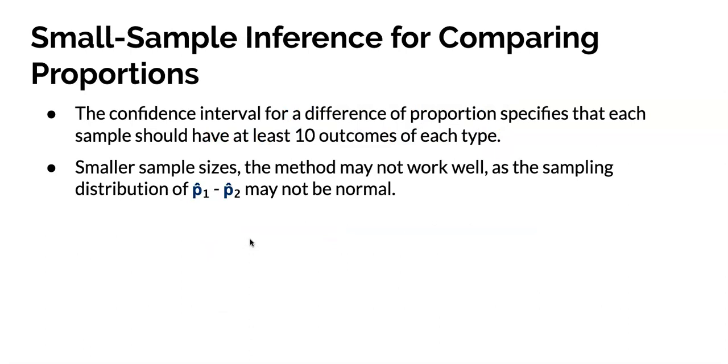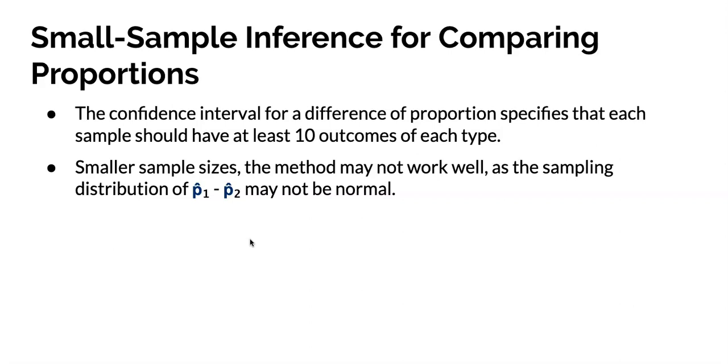so how big should a sample size be? The small sample inference for comparing proportions. The confidence interval for a difference of proportions specifies that each sample should have at least 10 outcomes of each type. For one sample, we were just looking at like 15 for the number of successes, 15 for the number of failures, but we want to have at least 10 outcomes of each type in each sample. With a smaller sample size, I guess we can still go on with this, but the method may not work too well, as the sampling distribution may not be normal.